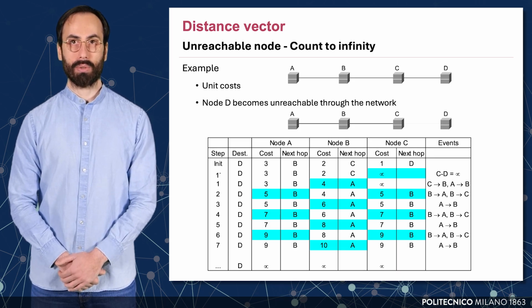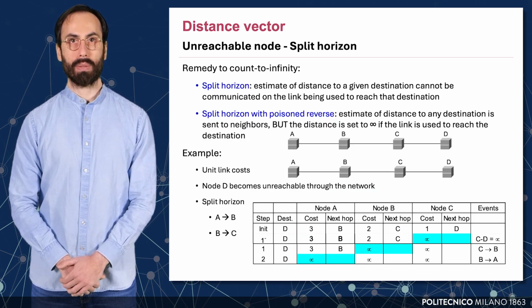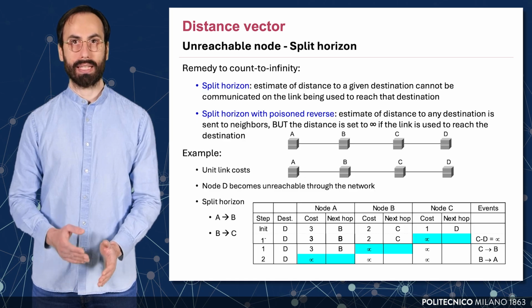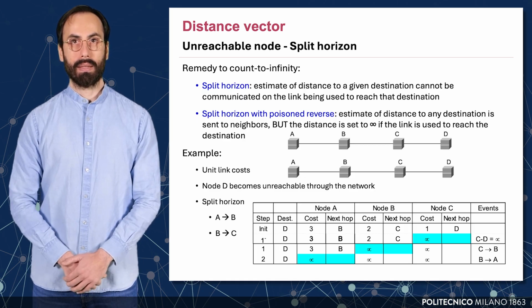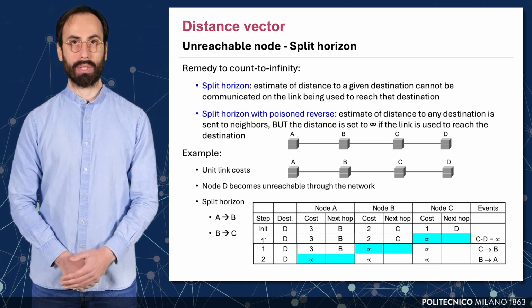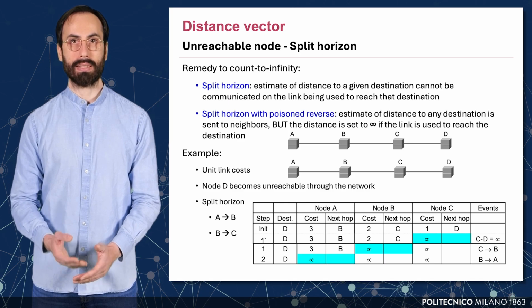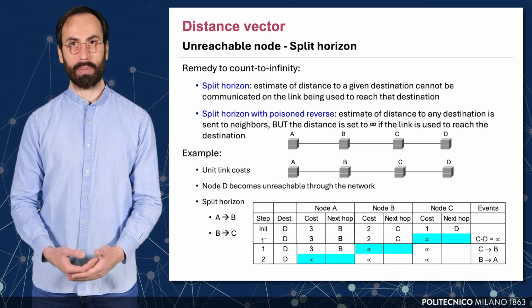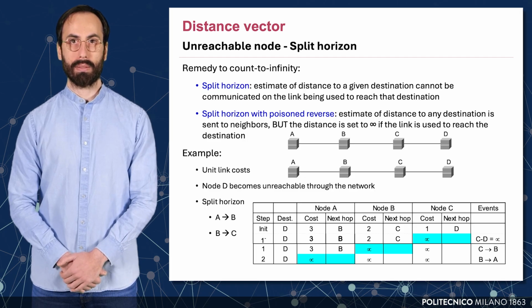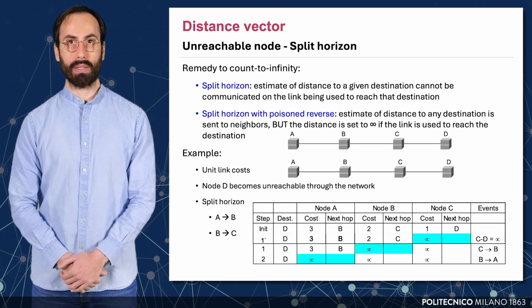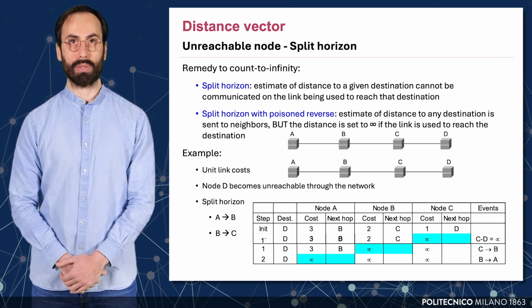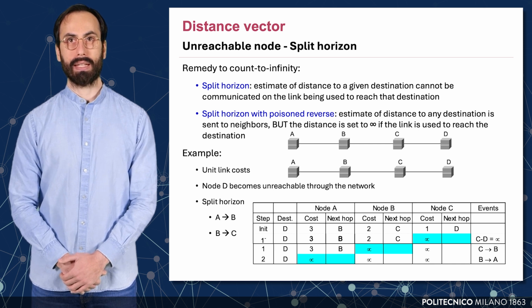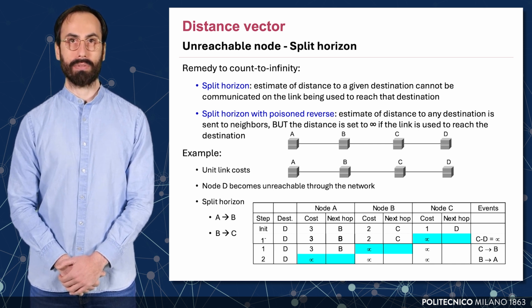Bad news travels slowly. To fix the count to infinity problem, distance vector routing uses a technique called split horizon. The idea is simple. If a router learns about a route from a neighbor, it doesn't advertise that same route back to that neighbor. Otherwise, we get the looping behavior seen in the previous example. There's also a stronger variant called split horizon with poisoned reverse, where the router explicitly tells its neighbor the route has a cost of infinity.